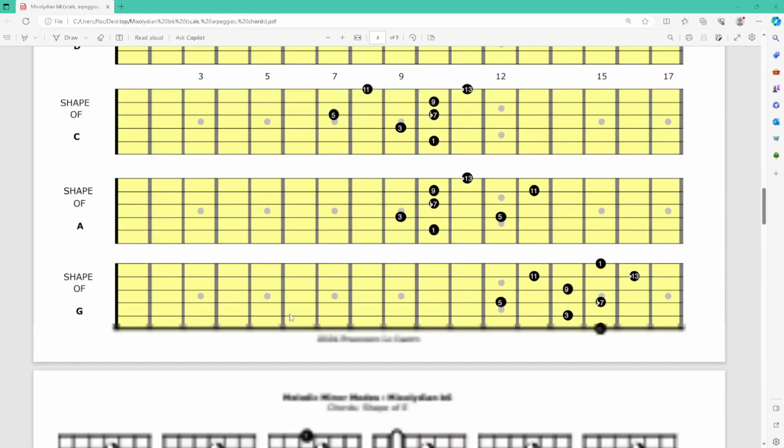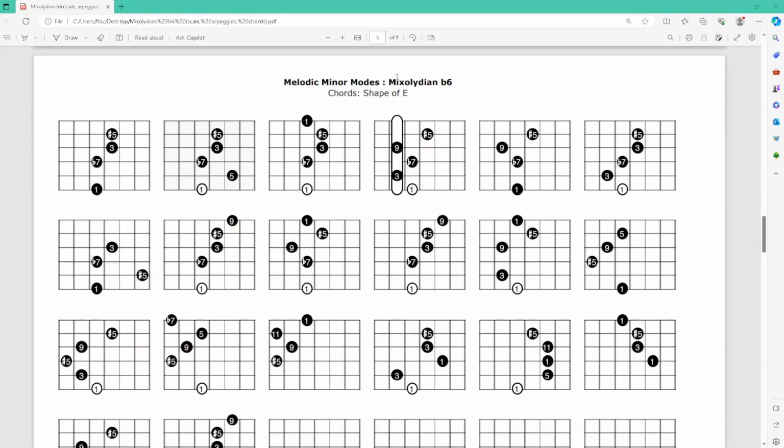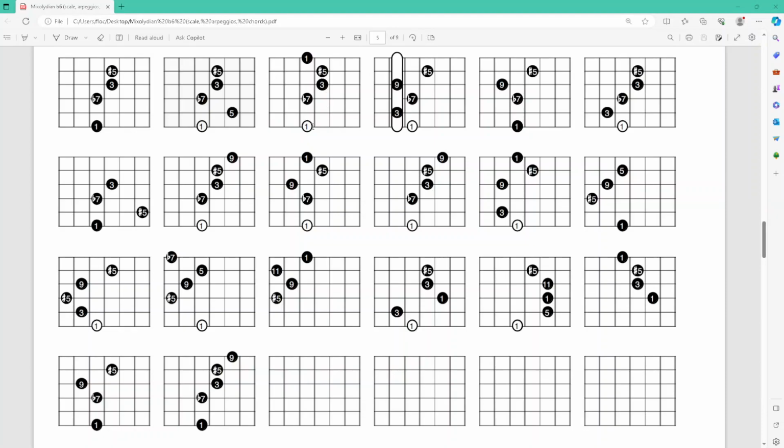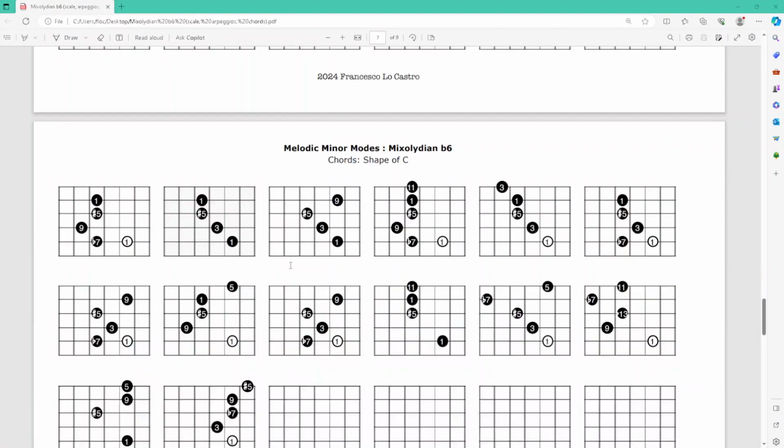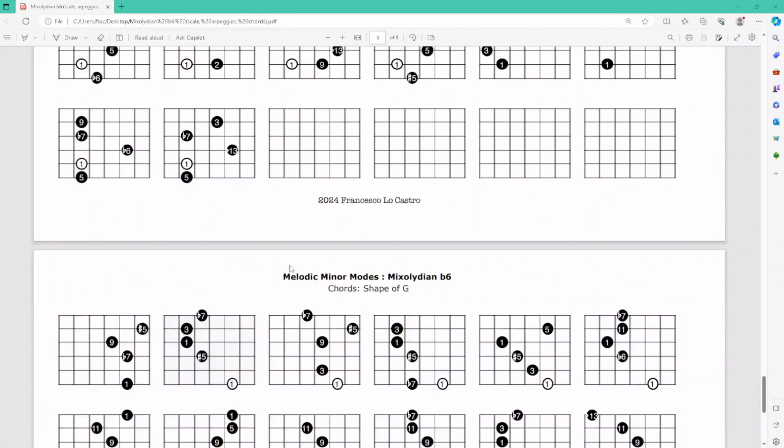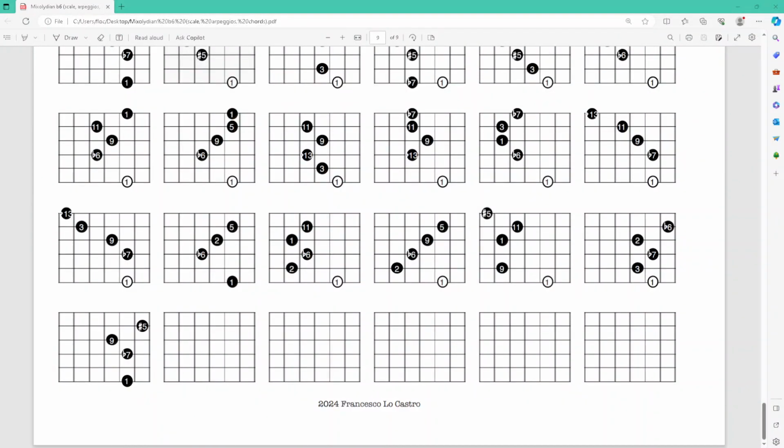Let's look at the last part of the PDFs. So after the modal arpeggios, what you have is chords divided by shapes. Obviously, this is the shape of E, and as usual, black dots is where you want to put your fingers, and the 1 is for reference, unless it's dotted black. And all these chords will contain a sharp 5. So here is shape of D, shape of C, shape of A, and shape of G.